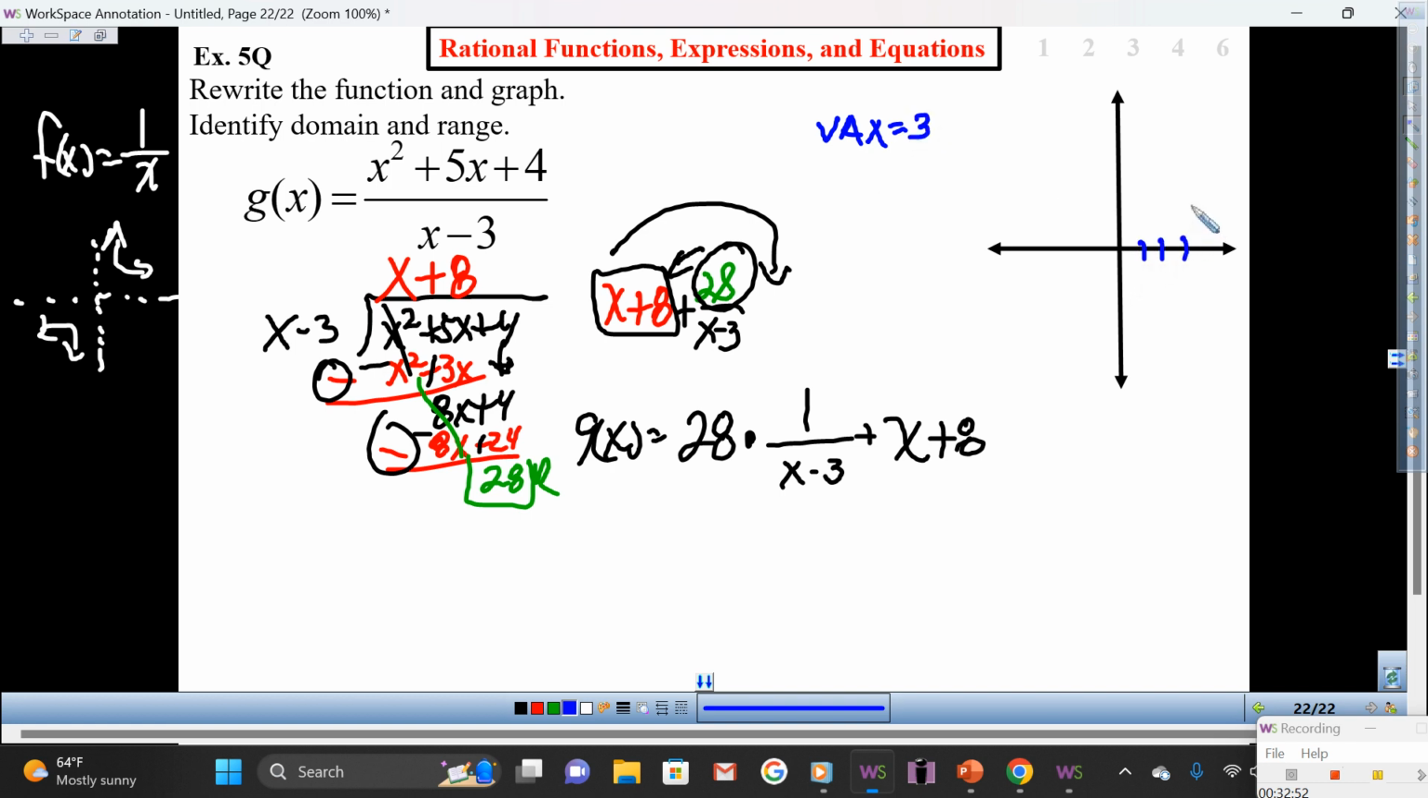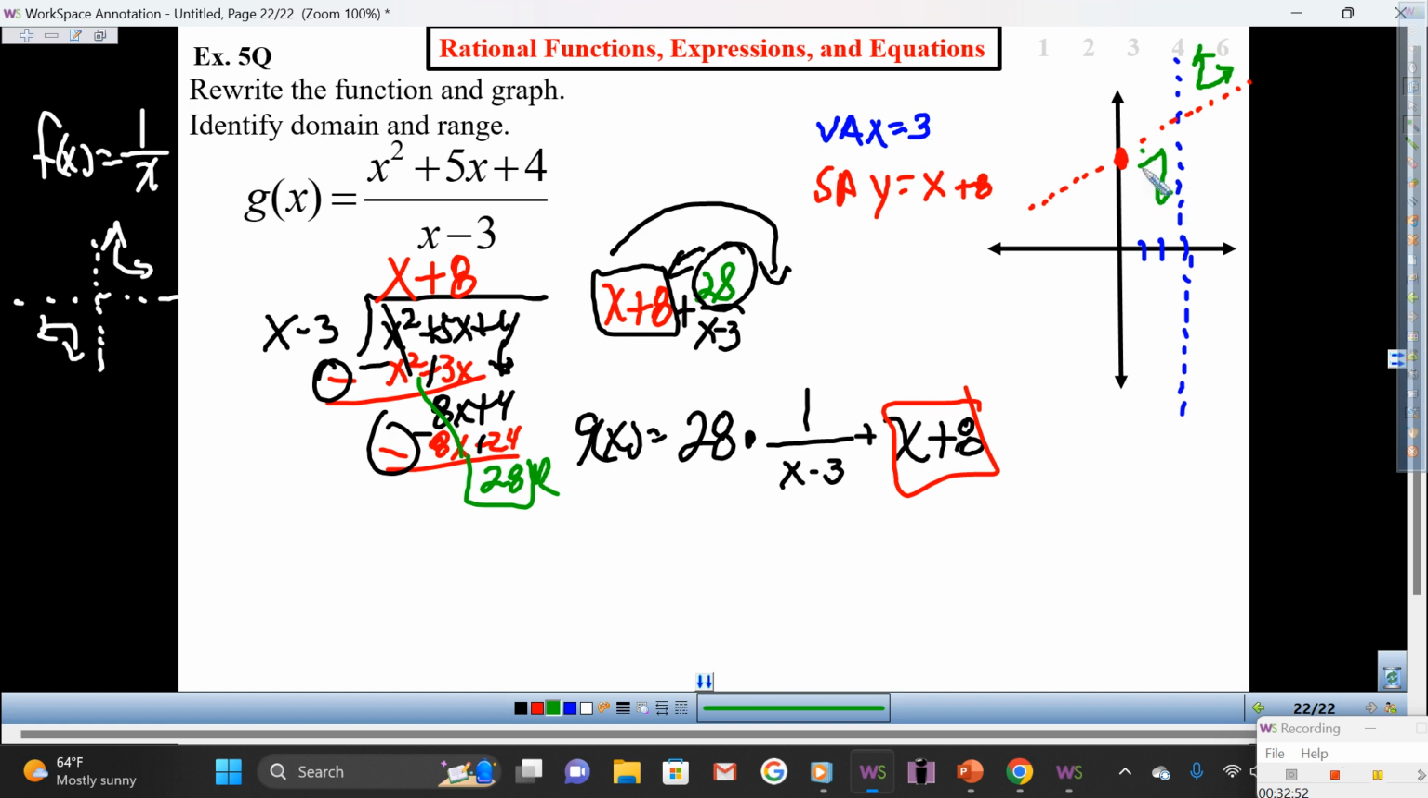1, 2, 3. My SA is y equals x plus 8. So over here at 8, we go 1 up, 1 to the right, 1 up, 1 to the right, 1 down, 1 to the left. So my graph should be at the top right and at the bottom left of the asymptotes. Hands, if you got that by yourself.